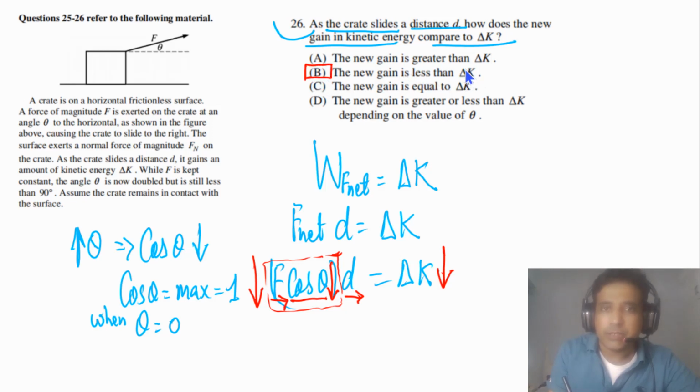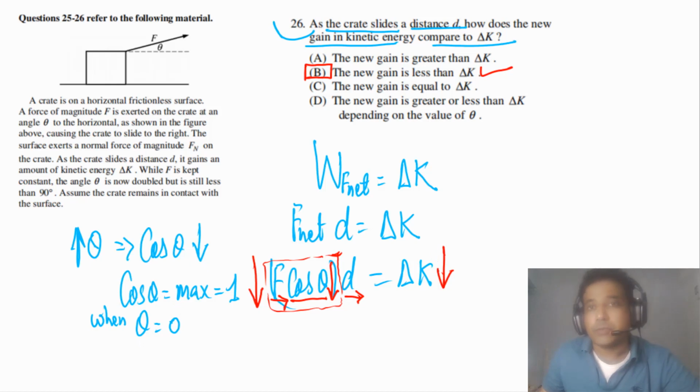The new gain is less than delta K. So the answer for this question is B.